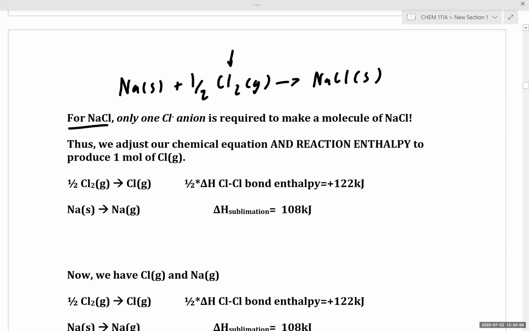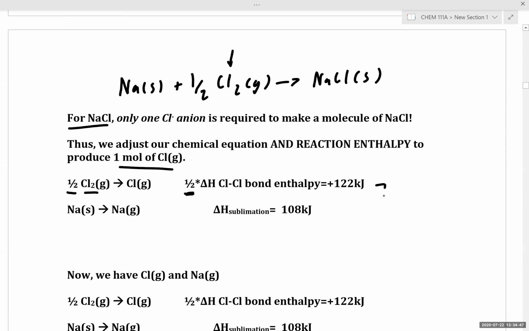How many atoms of chlorine, how many ions of chloride do we actually need? If we're following Hess's law and looking at our chemical equation, how many chlorine atoms do we actually need? We only need 1. So we're going to modify our equation in order to produce 1 mole of chlorine gas. And since we're dealing with half the molecules of chlorine, we take our bond enthalpy and multiply it by 1/2.